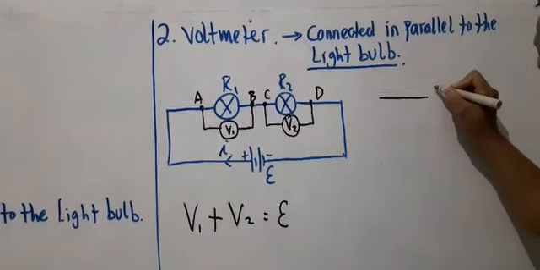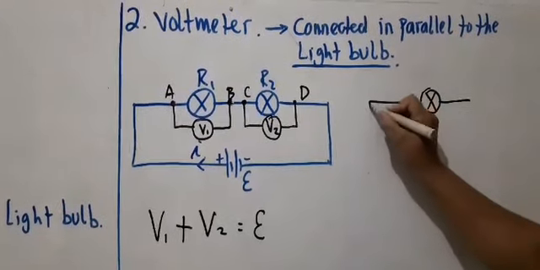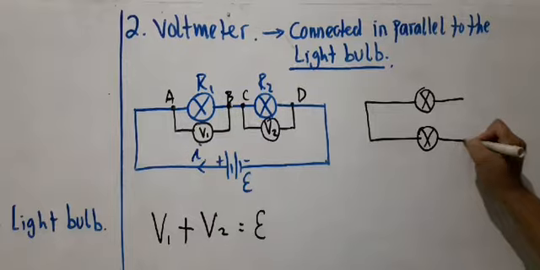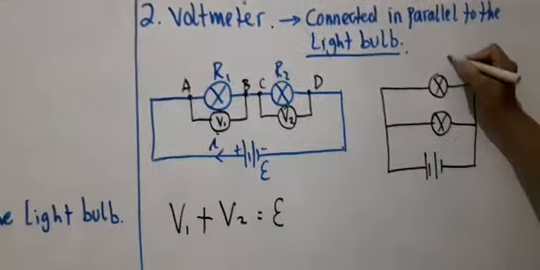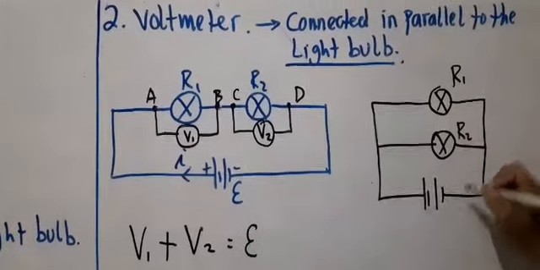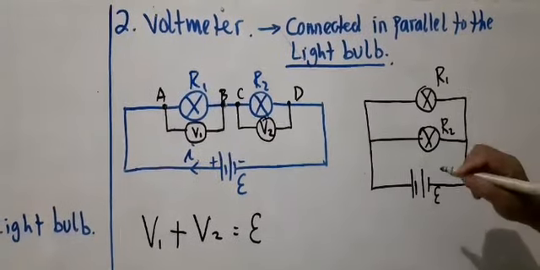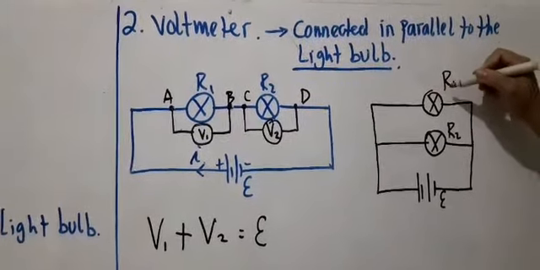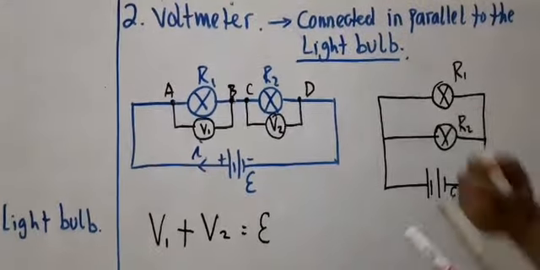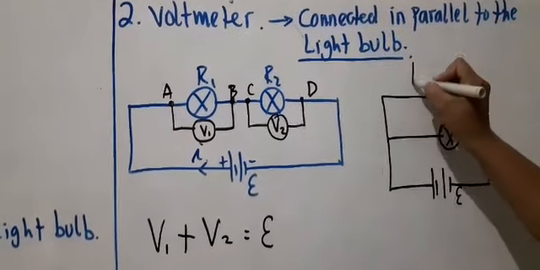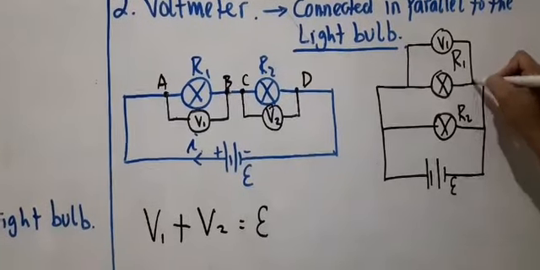The second case is when the voltmeter is connected to a parallel circuit. Let's say the picture is like this: R1, R2, and E. It's the same. So how do we connect the voltmeter this way? If you are going to measure the voltage across R1, you connect it in parallel to R1. You have to put voltmeter 1 at this point.